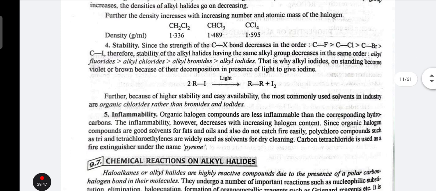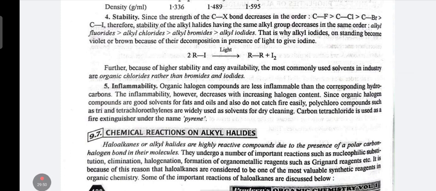One more point is left: inflammability. Organic halogen compounds are less inflammable than the corresponding hydrocarbons. The inflammability, however, decreases with increased halogen content. Organic halogen compounds are good solvents for fats and oils and also do not catch fire easily. Polychloro compounds such as trichloroethylene and tetrachloroethylene are widely used as solvents for dry cleaning. Carbon tetrachloride is used in fire extinguishers under the name pyrene.